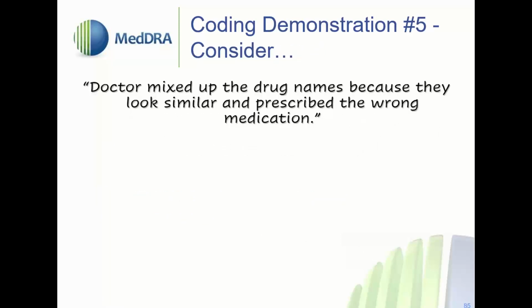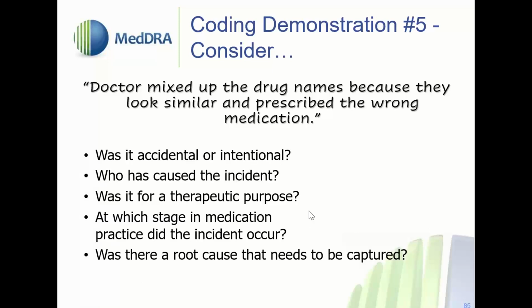Okay, we have our final example of the day. The doctor mixed up the drug names because they look similar and prescribed the wrong medication. So again, we will go through and say, do we know whether this was accidental or intentional? Yes, we do know. Do we know who caused it or made the decision? We do. Was it in the context of therapeutic use of the product? It was. And we also know the stage where the error occurred, right?